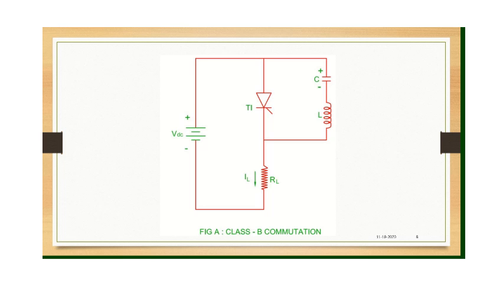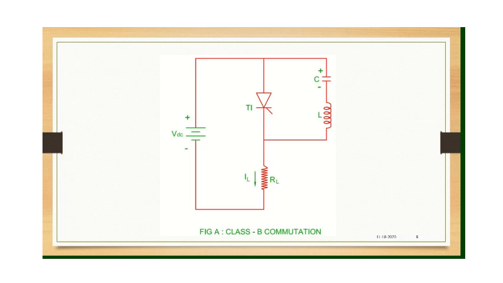All right. The moment the SCR is turned on, say after some time, the current in the circuit will be now this, that we call as IL. So from VDC via SCR, the load, the current will be flowing in this direction. So at that time, what happens? The capacitor starts discharging in this path. Okay, the capacitor is now discharging.